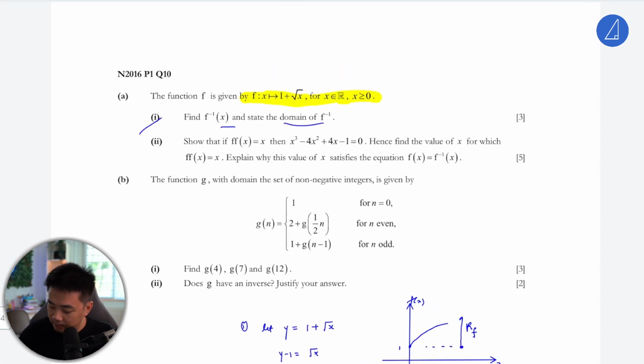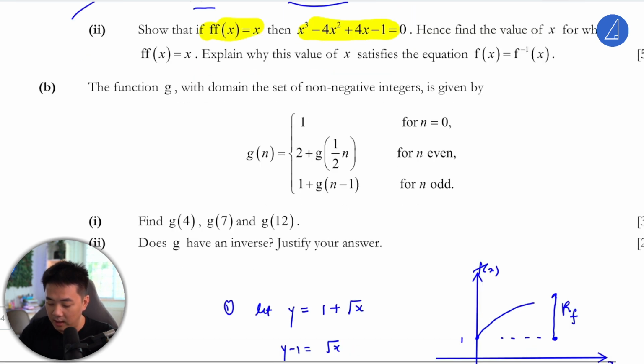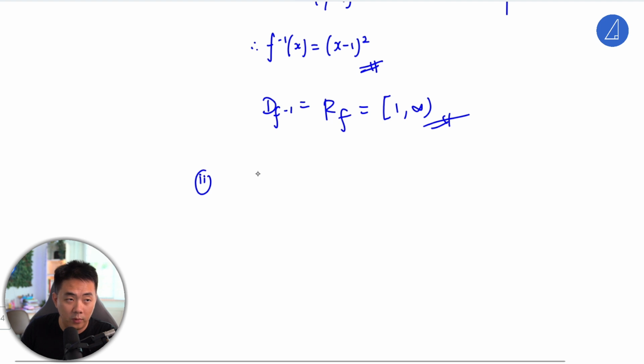I think it's pretty okay. Then we're going to look at part 2. Show that if f of x equals x, then this will happen. So this guy here will be fine. For part 2, we are given this to start with.